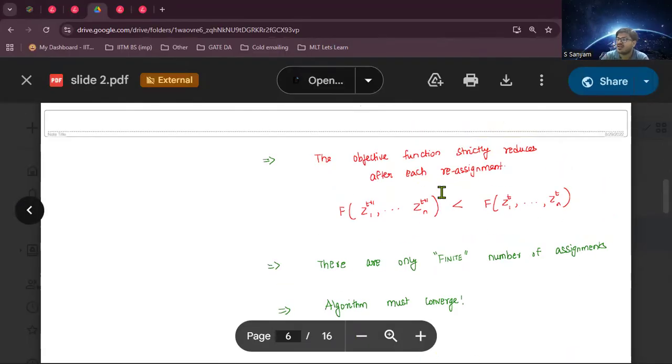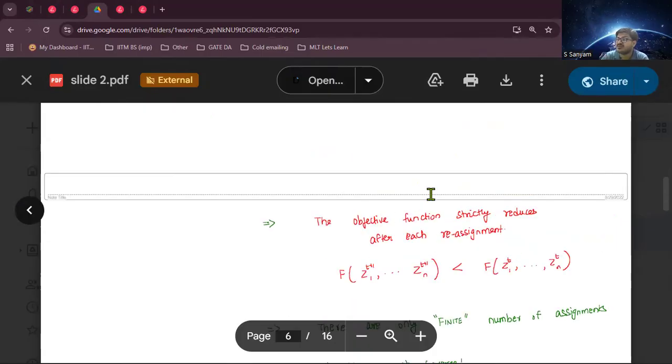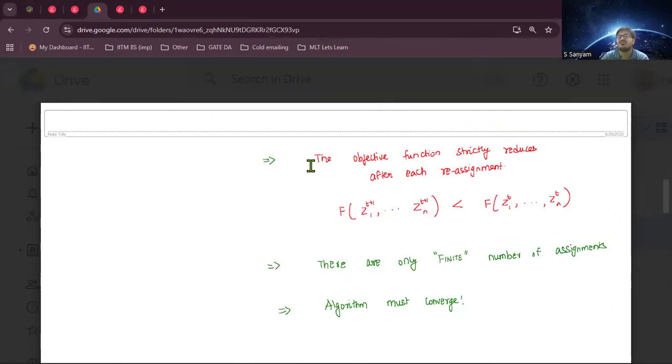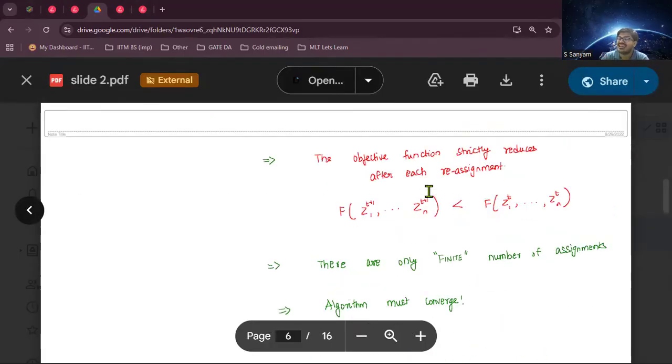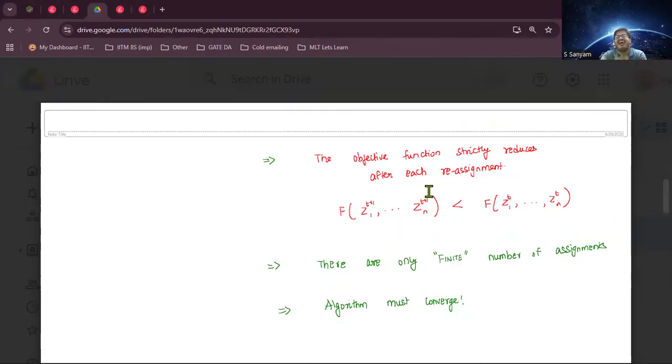This is the objective function, and only this is still used after the reassignment step. This was what I wanted to explain. Basically, this shows that it will converge after every step.